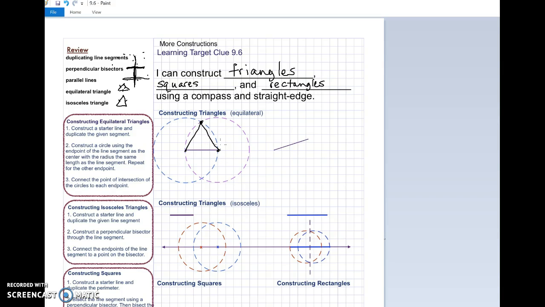And then now I've created another line segment, and I'd like you to create an equilateral triangle with this line segment. And don't let the fact that it's slanted bother you. Just turn your page and make it straight, or do it however you want. You're still going to follow the same set of procedures, and I have them written over here. So you go ahead and do that.